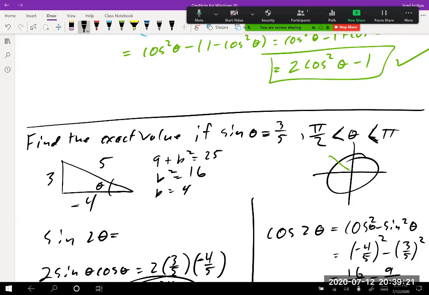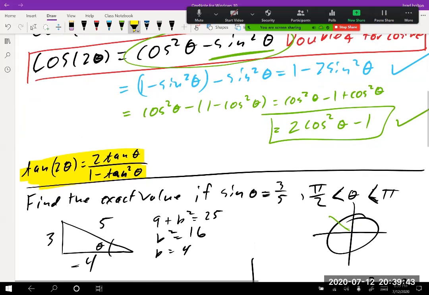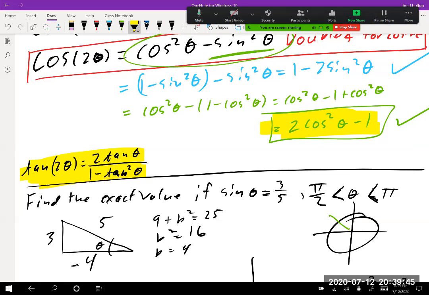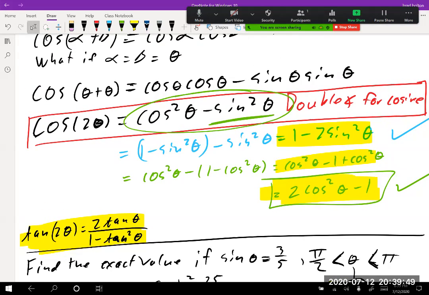I'll just add it right here. So tan of 2 theta is equal to 2 tan theta over 1 minus tan squared theta. I don't want to go through and do that one, but it would behave the same. But I wanted you guys to have it, just in case. So here's the tangent one. Here is the cosine one. Here's the other cosine one. Here's the other cosine one. Remember, they're all the same as this one.